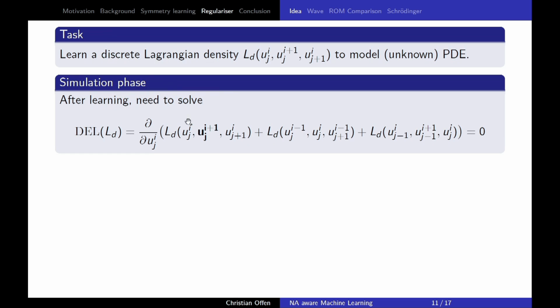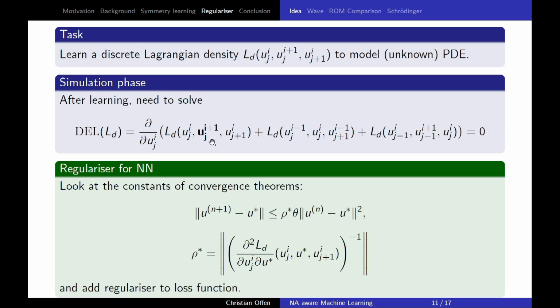So now we are trying to learn a discrete Lagrangian density. So you can essentially come with any discrete Lagrangian density, but let's take this very simple one which just has 3 inputs. So you're trying to learn the discrete Lagrangian density to learn a model of an unknown PDE. So once you've learned this, you would need to solve these discrete Euler-Lagrange equations for computing motions or computing solutions to your PDE. So you look at those and think about, okay, what happens if I solve them with Newton iterations?